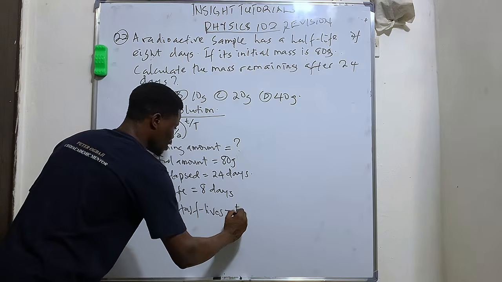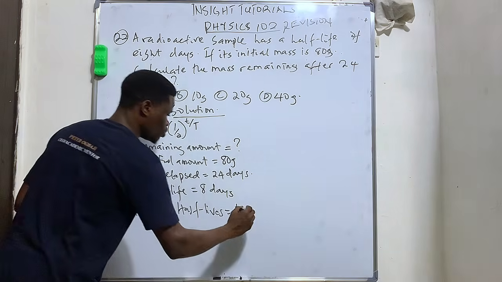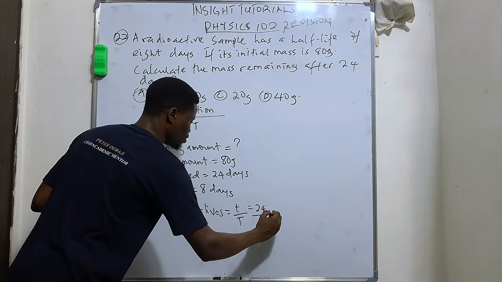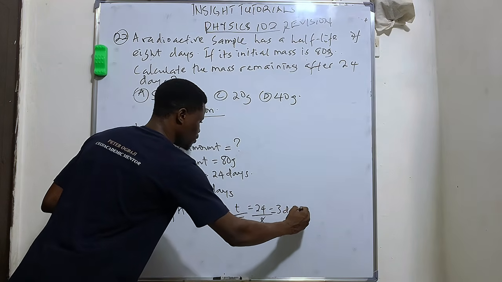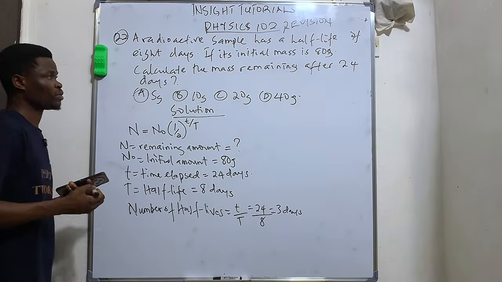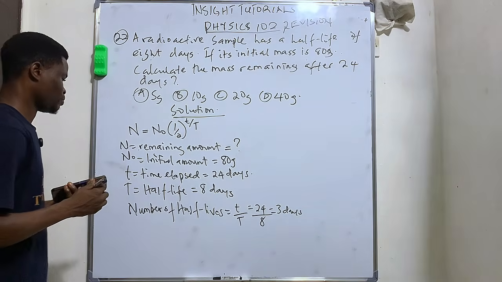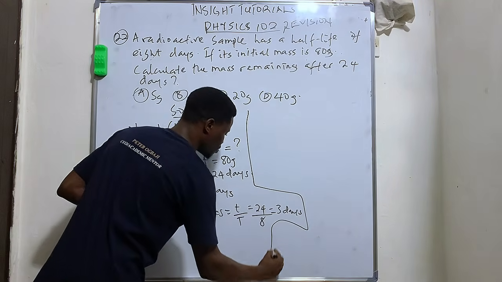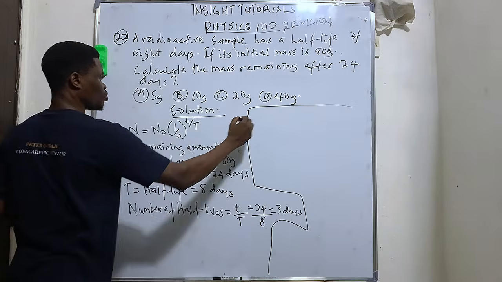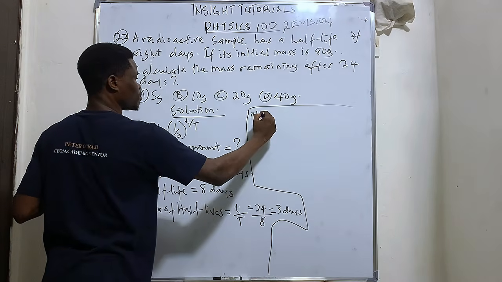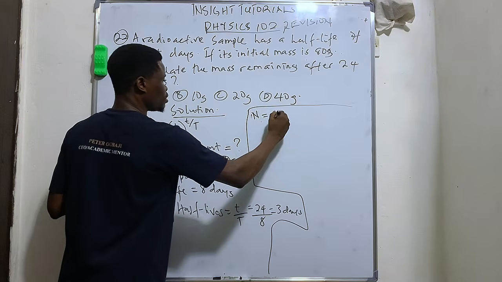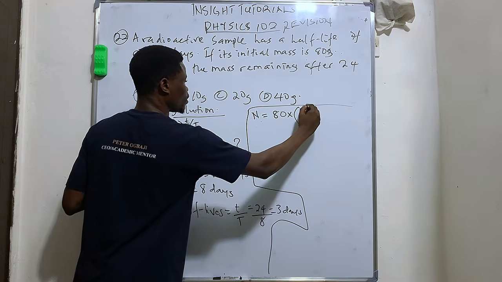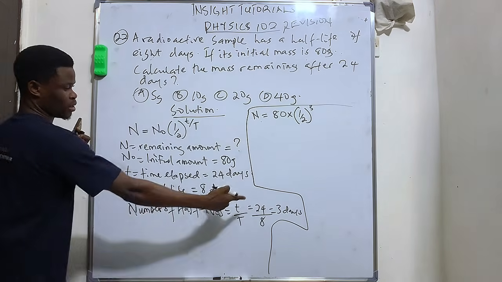The number of half-lives is equal to the time elapsed all over the half-life, which is 24 over 8. 24 divided by 8 is 3. So it has gone through 3 half-lives. Now, we're going to input this into this formula and get the answer that is correct. So remaining amount N is equal to the initial amount, 80, times 1 over 2 raised to the power of 3. That's all we got there.